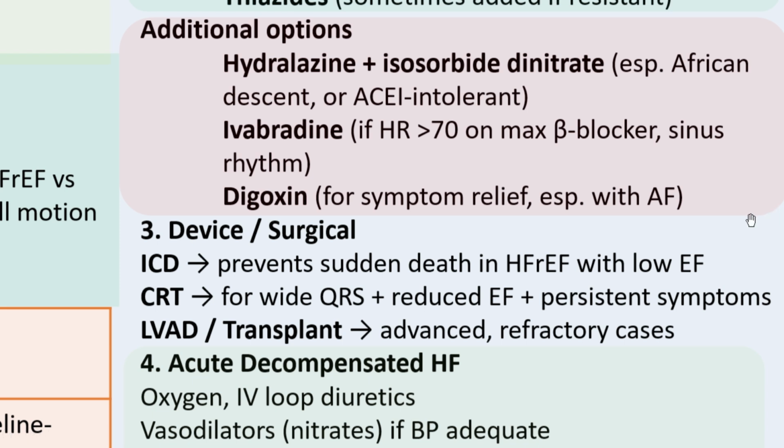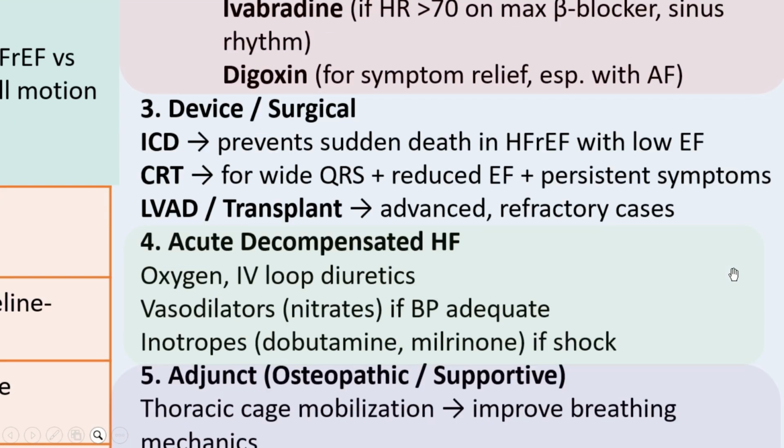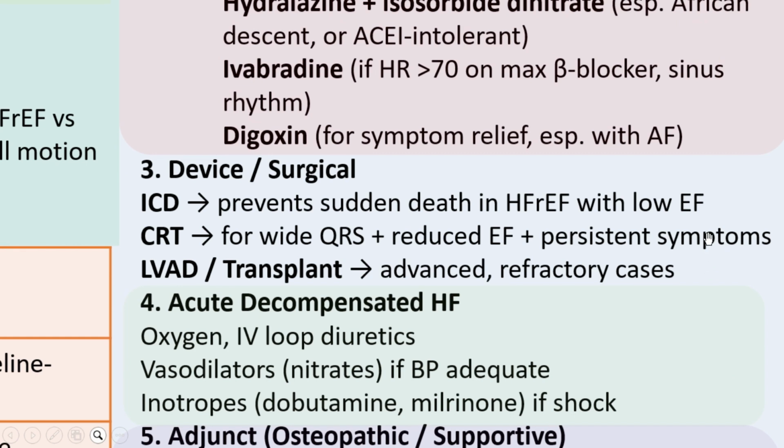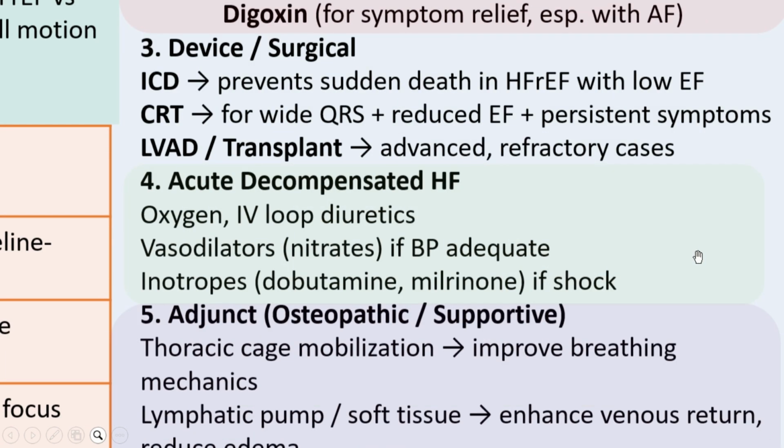Then if all these fail, sometimes we can consider using devices, and we have the implantable cardiac defibrillators, especially in patients with reduced ejection fraction, because sometimes the ventricles are pumping, but the blood is not leaving. So sometimes they quiver and get into an arrhythmia, which is maybe a ventricular fibrillation. And when we implant this implantable cardiac defibrillator, it helps to shock the heart and bring back this patient.